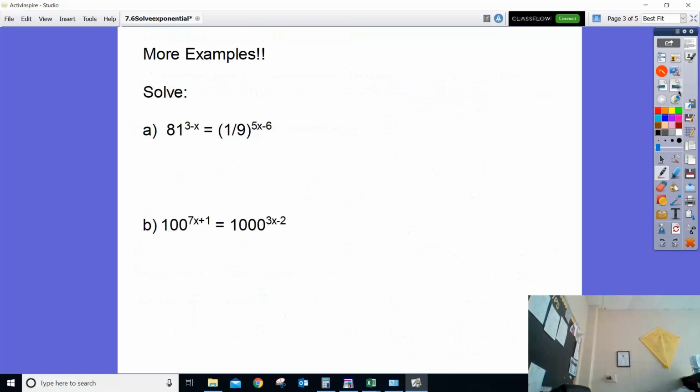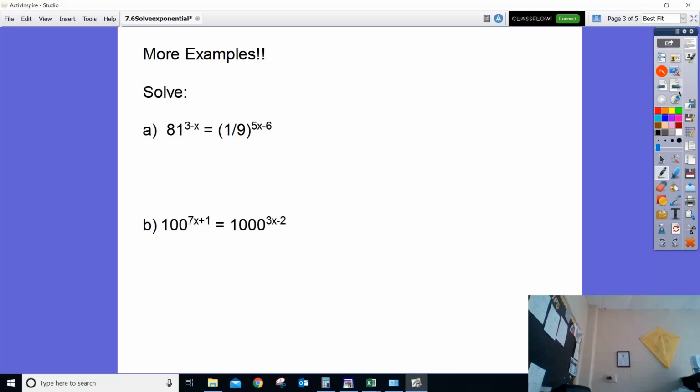So 2 more examples. We have 81 raised to the power of 3 minus x. It's equal to 1/9 raised to the power of 5x minus 6. And just think to yourself for a few seconds what the common base would be. Both of those are powers. There's actually 2 different choices for common base on this one. How do you know the common base?